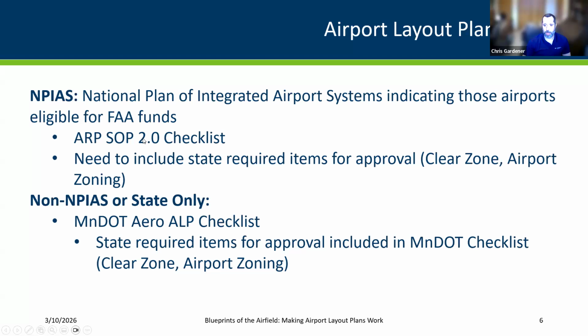Almost everything, or I should say everything, in the Aero ALP checklist is already accommodated by the SOP 2.0 checklist, with the exception of the clear zone and airport zoning. So I just wanted to clarify that a little bit before we move forward. Today we're specifically focusing on the items needed from the state standpoint for us to be able to move forward with an approval on an airport layout plan.